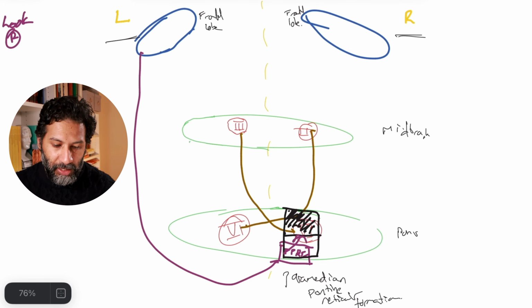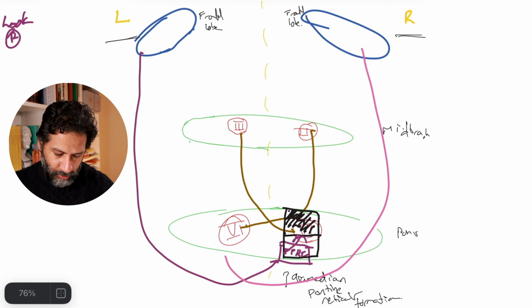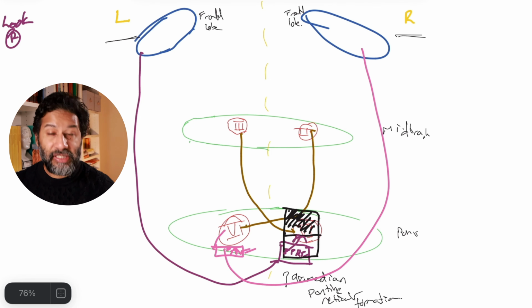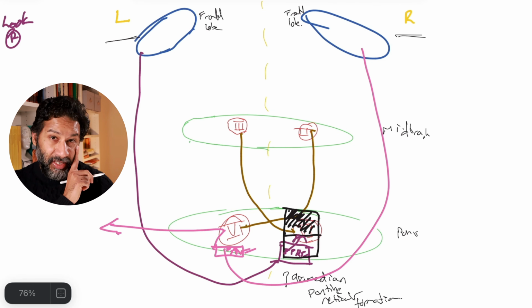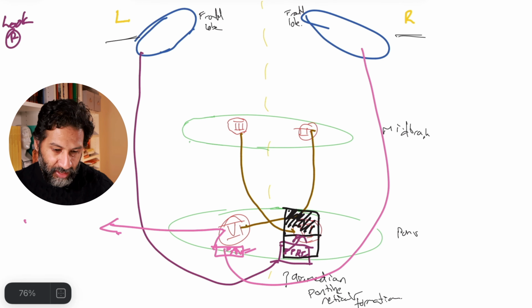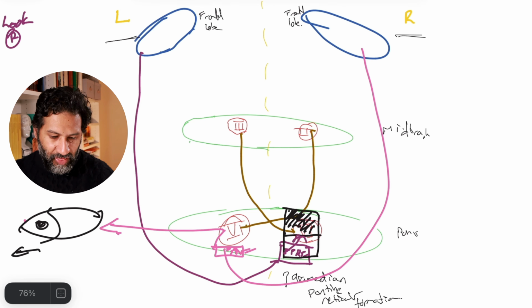Let's do pink. So I want to look left. That comes from my right frontal lobe, travels all the way down to the left-sided PPRF. That takes us to the 6th nerve nucleus. The 6th nerve nucleus sends out fibers to the left lateral rectus, and the left lateral rectus will abduct. Fantastic. And then we will have pathway fibers going through the MLF.